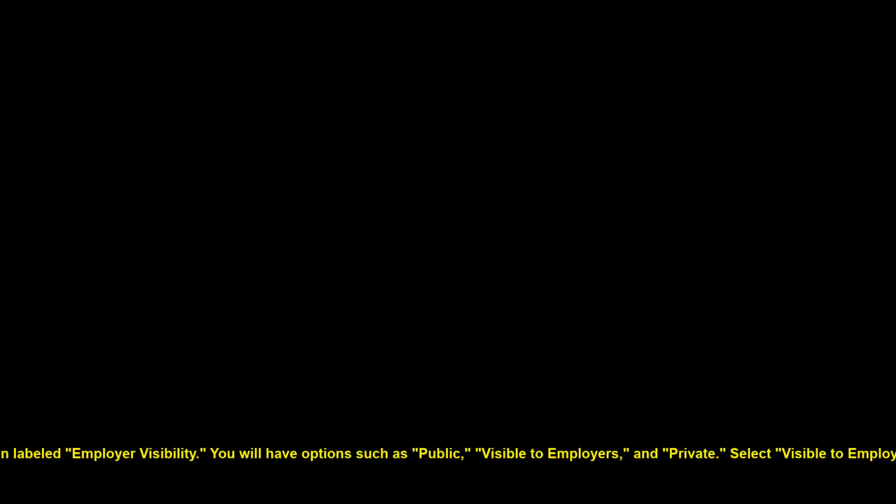You will have options such as Public, Visible. If you choose the Public option, remember that your profile will be accessible to all users. Make adjustments based on your preferences for privacy and visibility. After selecting your desired visibility option, scroll down and click on the Save Changes button.